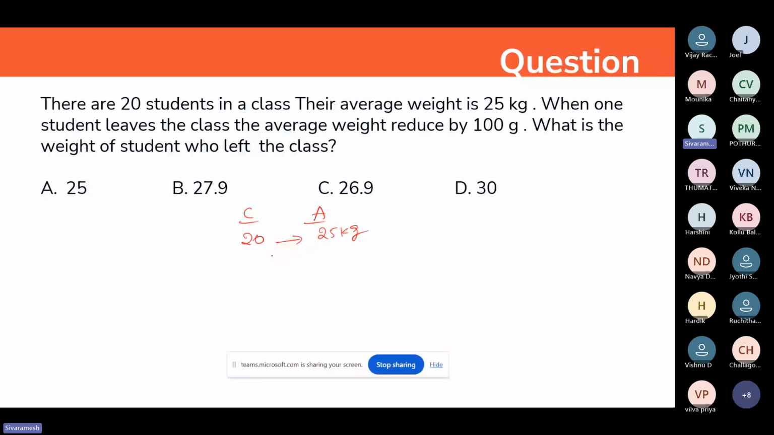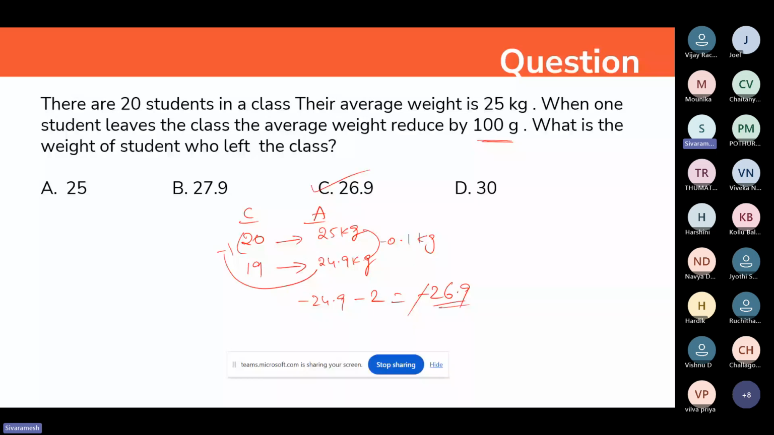See, if you observe, when one student leaves the class, the count will become 19. So average is reduced by 100 grams, which means it's 24.9 kgs. So this is how you need to consider. It is -1 on the left side, and here it is 0.1 kg on the right side. Don't get confused here, I converted that 100 grams into kgs, 0.1 kg. So here, what you need to do is -1 into 24.9, so -0.1 into 20 is -2, which equals -26.9. As I said, when you get a negative in the final answer, just ignore that negative value, and you can say the answer is 26.9.